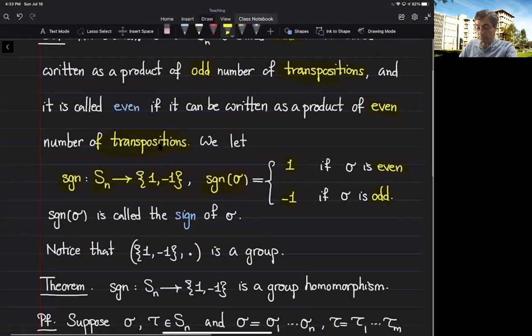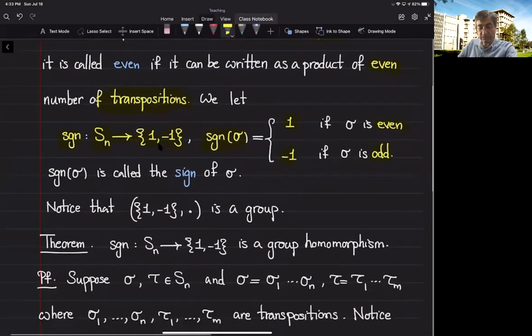Now, we notice that the set {1, -1} under multiplication is a group. So when I multiply 1 by 1, I get 1. 1 times -1, I get -1. And -1 times -1 is 1. So 1 is the identity of this. This is, in fact, a cyclic group of order 2. It's isomorphic to Z sub 2, but we often write it like this in a multiplicative form.